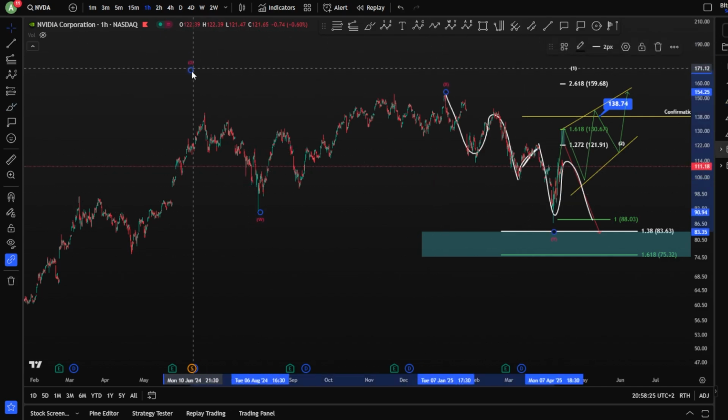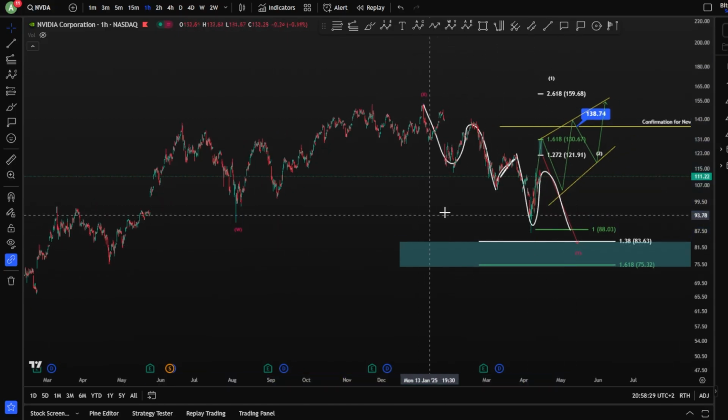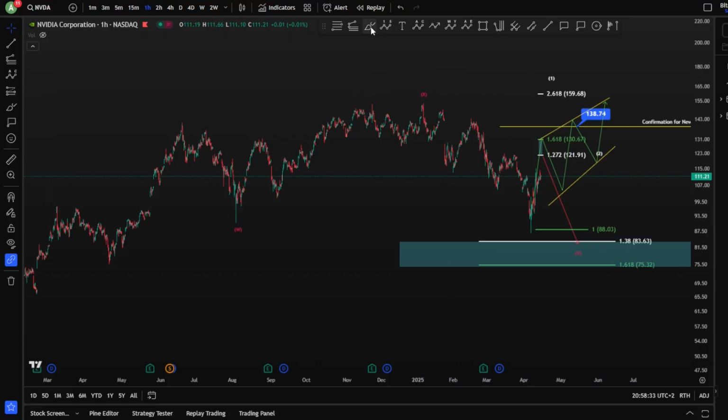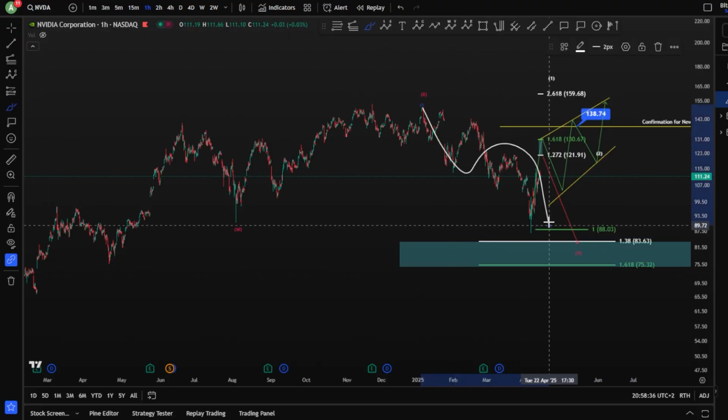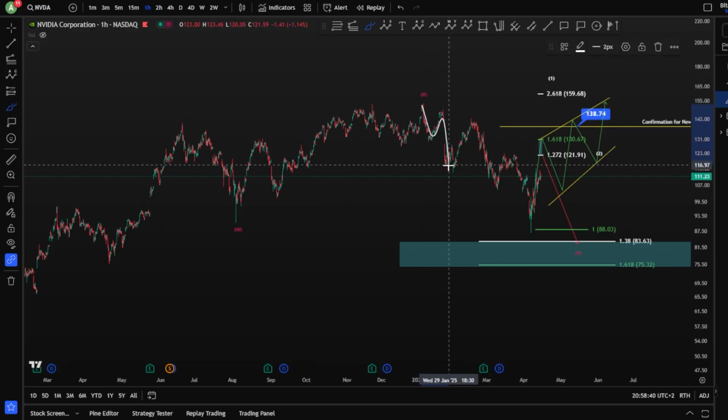However, what I don't like in this scenario is to call a WXY inside a wave Y. Very rare scenario, preferably to have a very clear 3 waves pattern for a wave Y, somehow like this. But yeah, it's hard to get one.